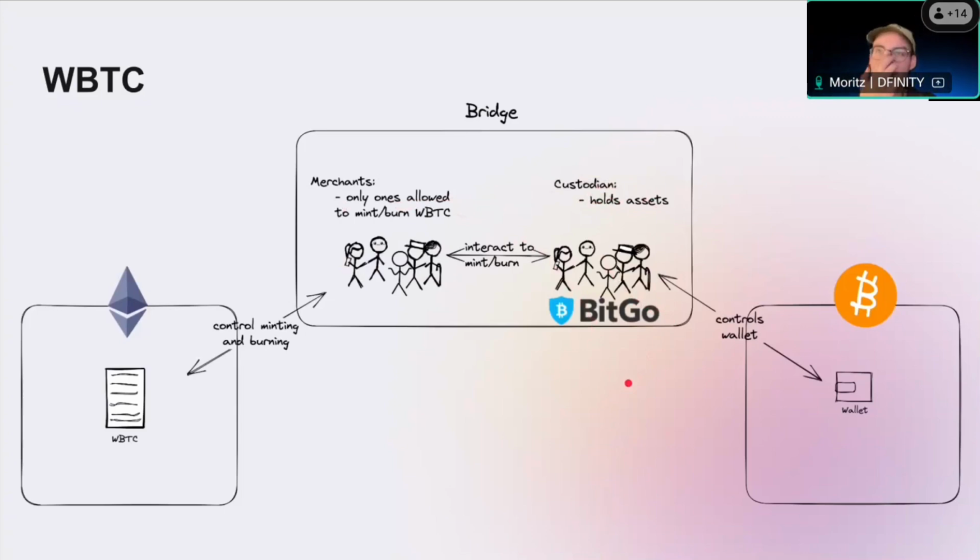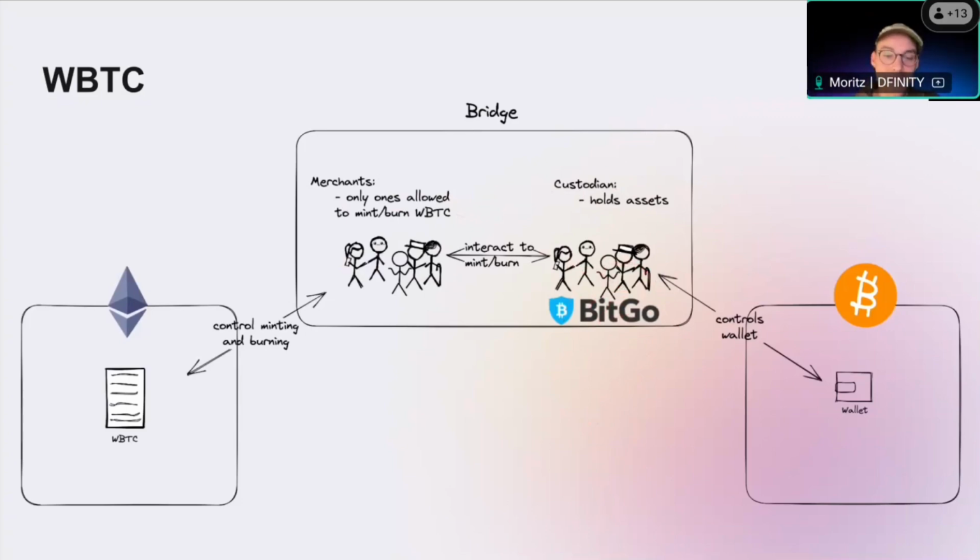Even though I said custodians, the slide is actually spelled correctly; this might be a bit outdated. I probably need to update the slide now that I see it. But before the recent changes, it was a single custodian, so a single company that held all the Bitcoin in the system, and that company was BitGo, which is obviously also the creator of WBTC, or the project behind WBTC.